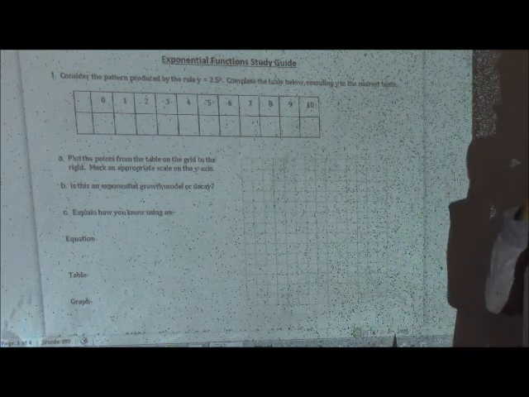Today I'm going to go over the exponential function study guide with you. So let's make sure all things are clarified before your test. For number one, it says consider the pattern produced by the rule y is equal to 2.5 to the x. Complete the table below, rounding y to the nearest tenth.